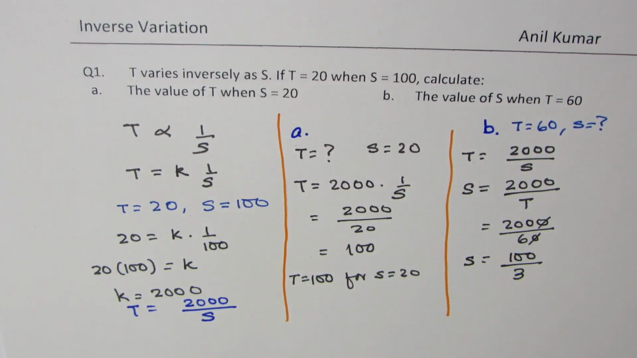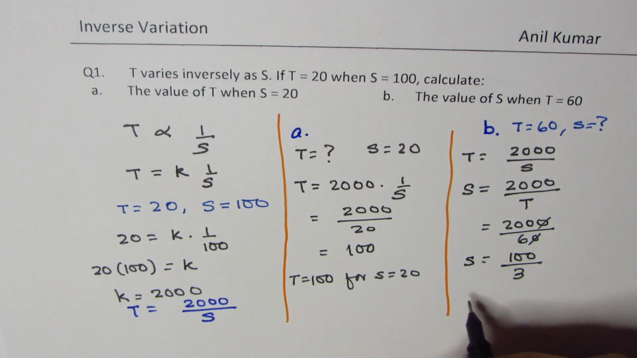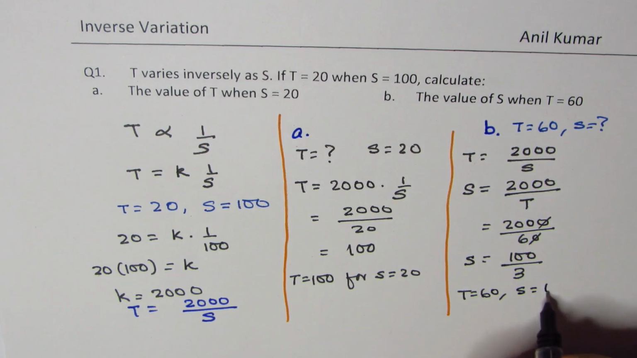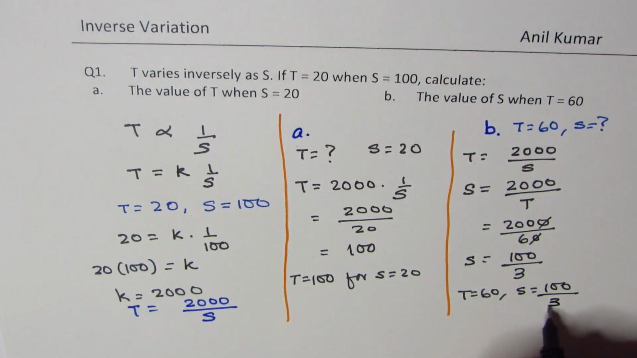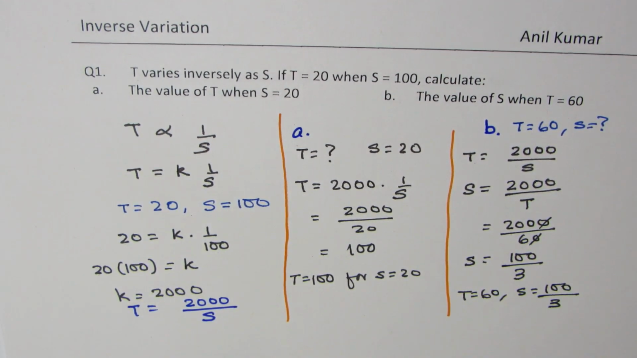Is that clear to you? So this time we have the answer that if t equals 60, s is equal to 100 over 3. Is that clear to you? Perfect. So that is how we can solve related questions. I hope that makes sense. Now you can move on and solve question numbers 2 to 5.